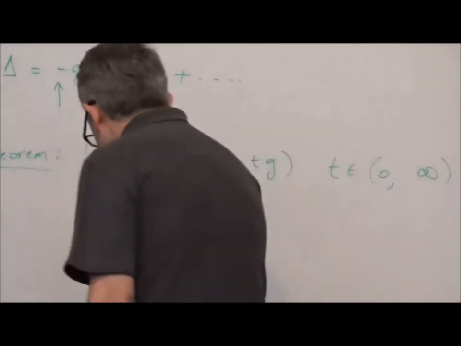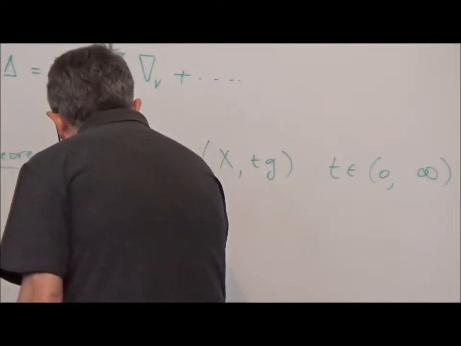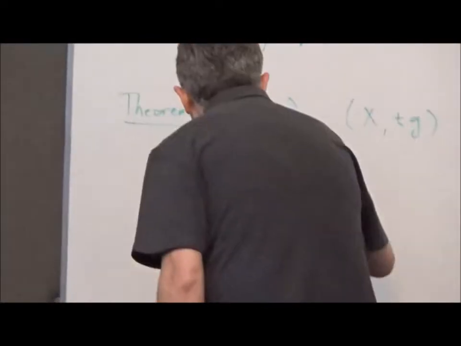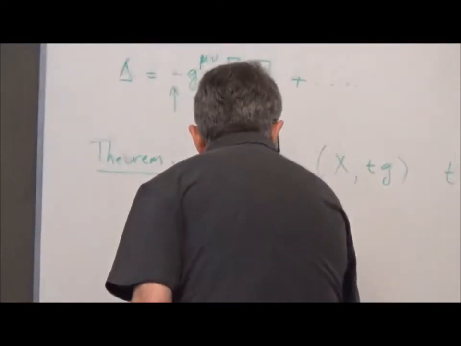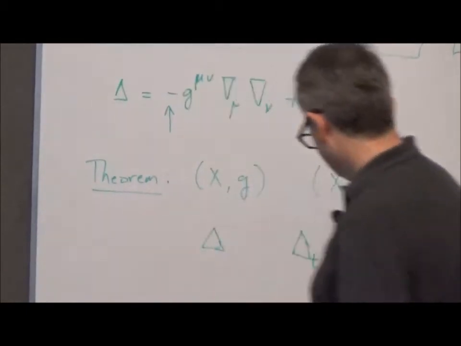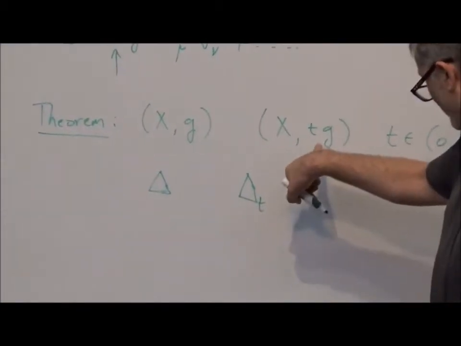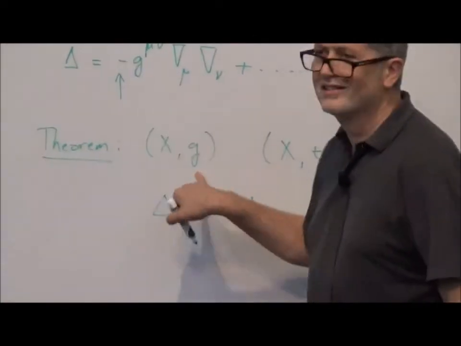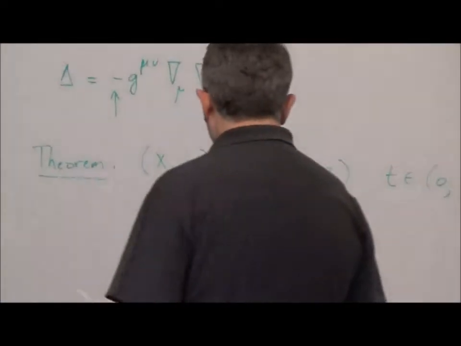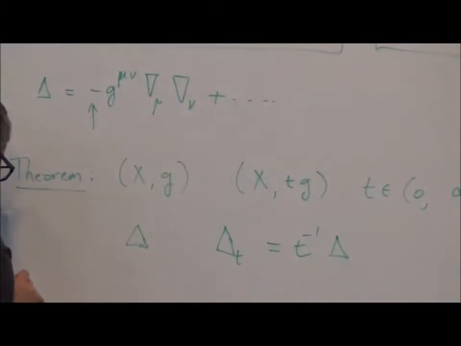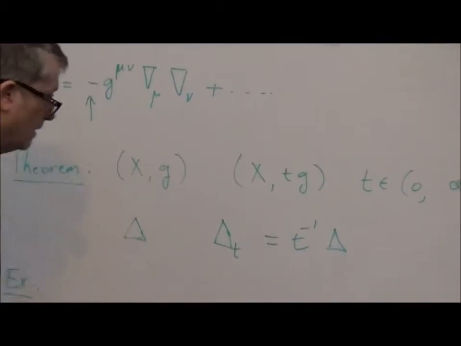And I ask a simple question, which is, what's the relationship between the covariant Laplacian with metric tg and the Laplacian with g? And the answer is, it's very easy to figure it out. The relationship is that this is equal to t to the minus 1 delta. And I'll leave that as homework. P is constant, right? It is constant.